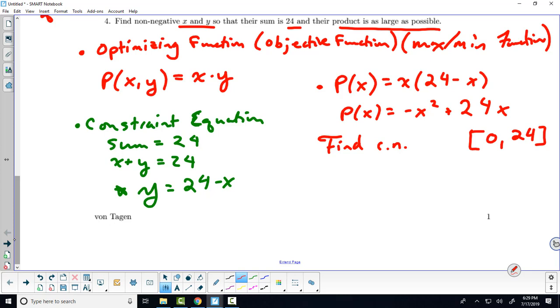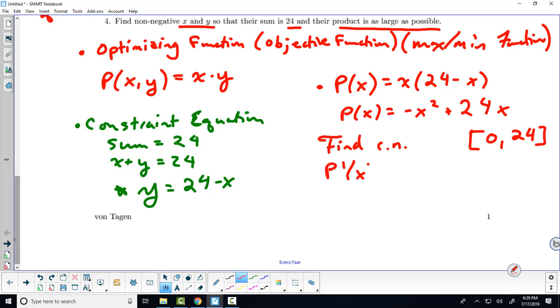Can it be 0 even though that makes the product 0? So we could make one number 0 and the other number 24, and their product would come out to be 0, which isn't very big, but it is a feasible answer, right? It is two non-negative numbers whose sum is 24. It's within the constraint of the problem, even though it won't be the maximum that we're after. Yeah, great question.